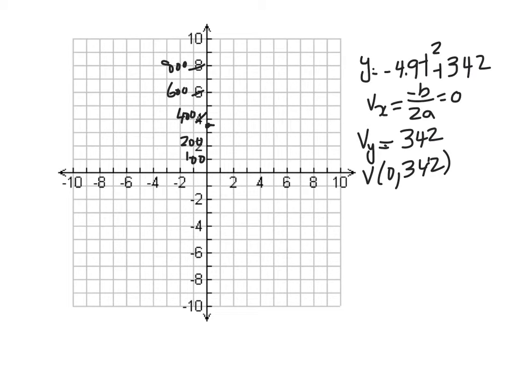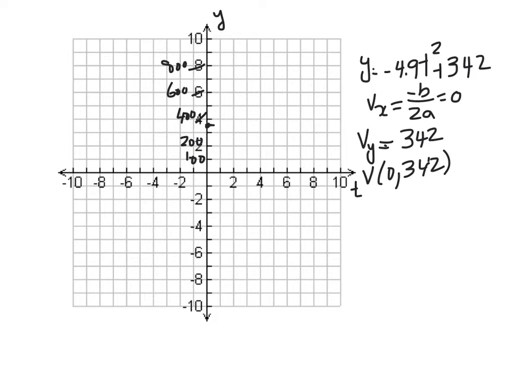Now I need to find other points too. For instance, let's try to find the y-intercept. The y-intercept is when x, or in this case t, is 0. This is t, this is y. When t is 0, y becomes 342. So this means that the vertex is the same as the y-intercept. So the y-intercept doesn't really help us.